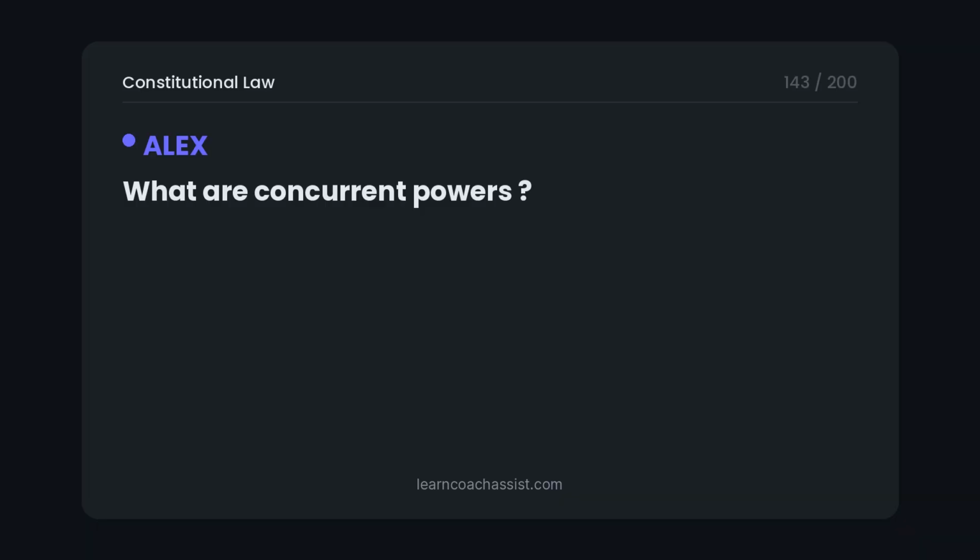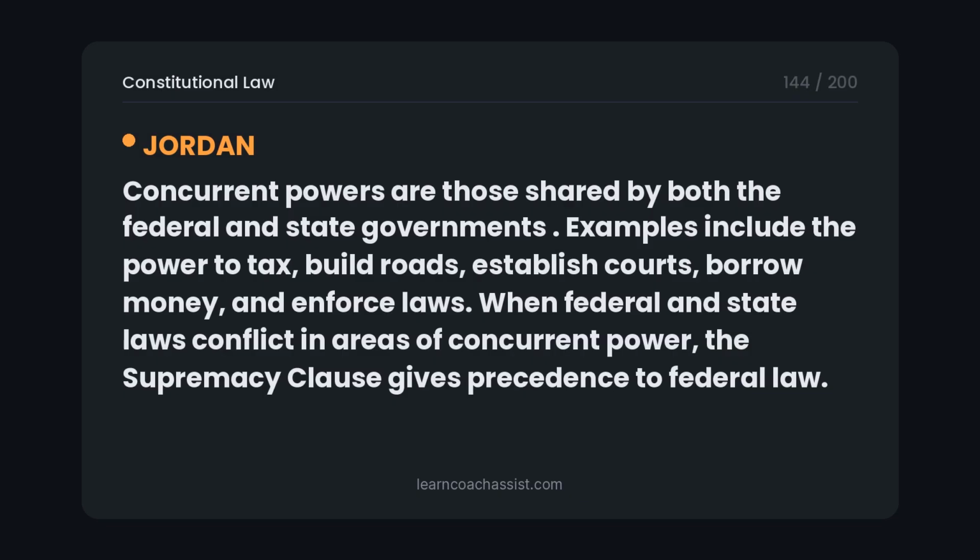What are concurrent powers? Concurrent powers are those shared by both the federal and state governments. Examples include the power to tax, build roads, establish courts, borrow money, and enforce laws. When federal and state laws conflict in areas of concurrent power, the Supremacy Clause gives precedence to federal law.